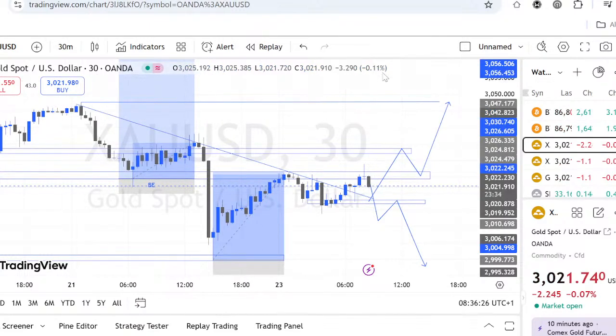So just wait for reaction, because I didn't call for sell here because I literally saw this. That was when I drew this path.